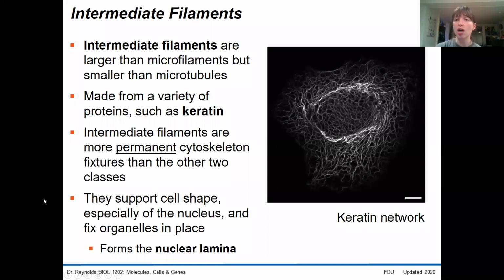Intermediate filaments are larger than microfilaments but smaller than microtubules. There's only one example of intermediate filaments that I want you to know, and that's the nuclear lamina. Intermediate filaments are going to be different. They're more permanent cytoskeletal fixtures than either microtubules or microfilaments. Microtubules and microfilaments can be created or destroyed. They can polymerize or depolymerize to provide that movement, that network that adapts with the cell. But these intermediate filaments are more permanent structures. That example being the nuclear lamina, which you can imagine is an important structure to have.